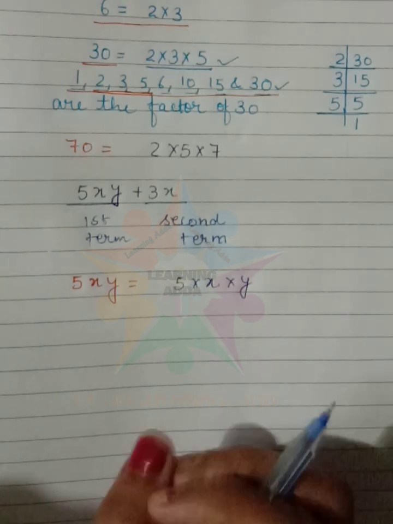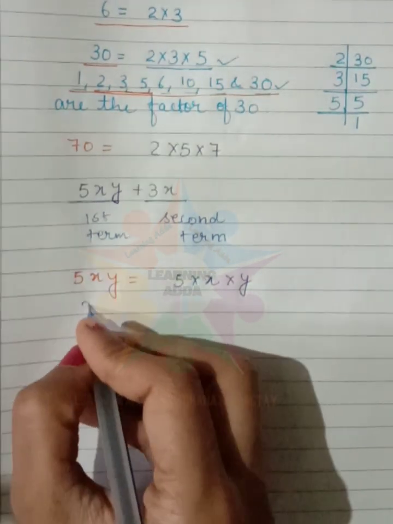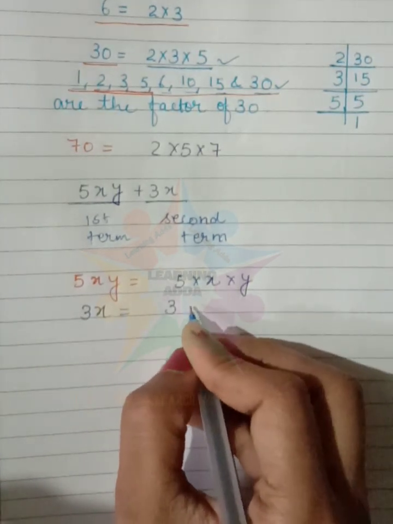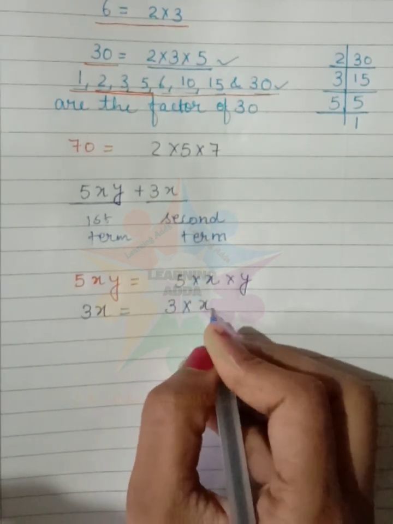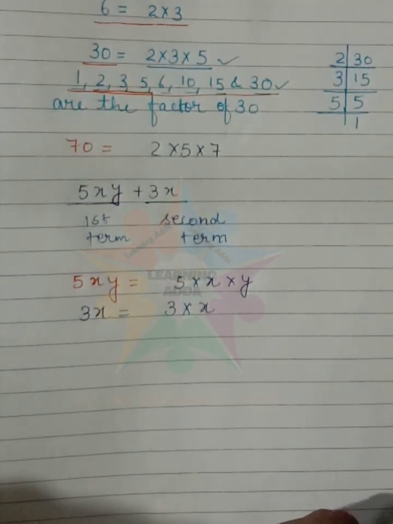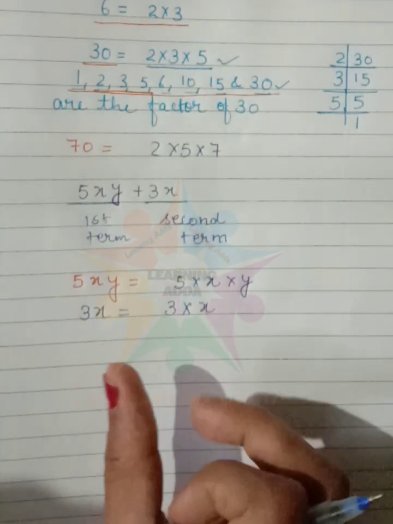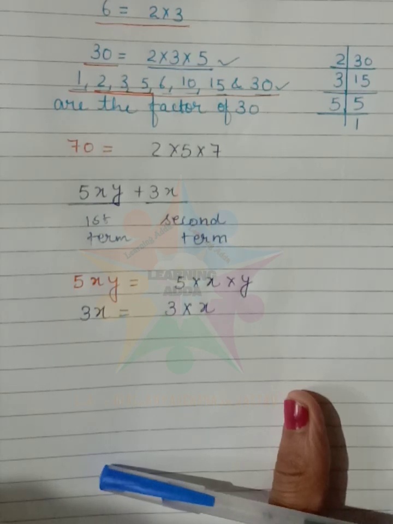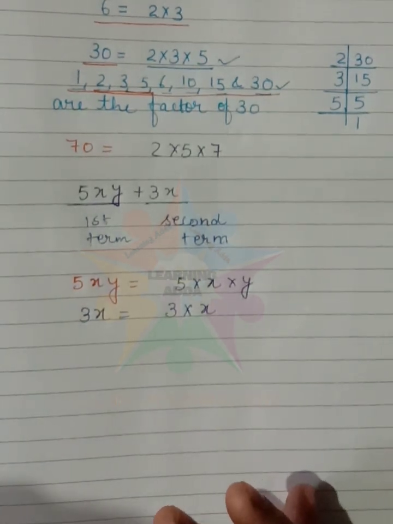Similarly, if we take the second term, means 3x, then 3x equals 3 into x. We use the word irreducible. Irreducible means in place of prime factorization, we cannot reduce any other numbers.